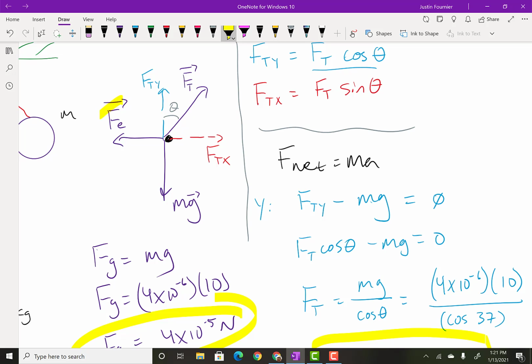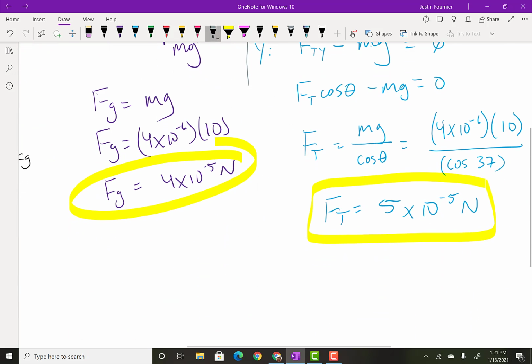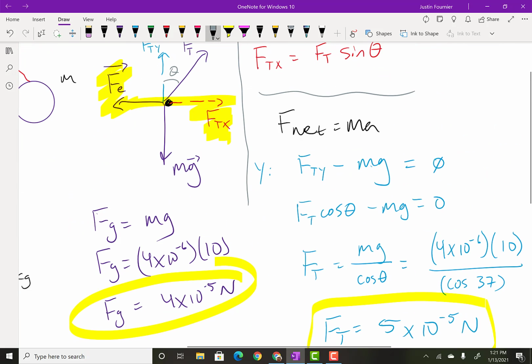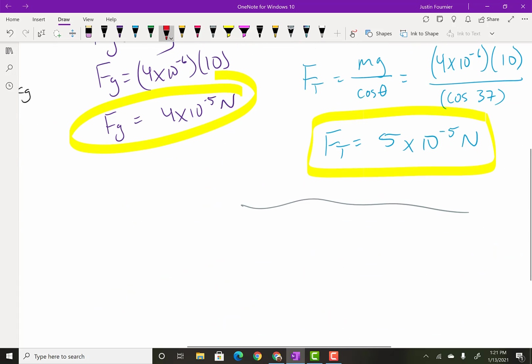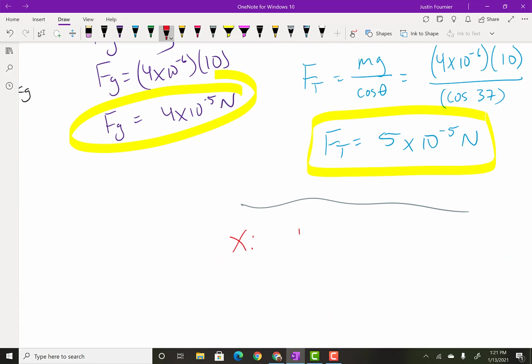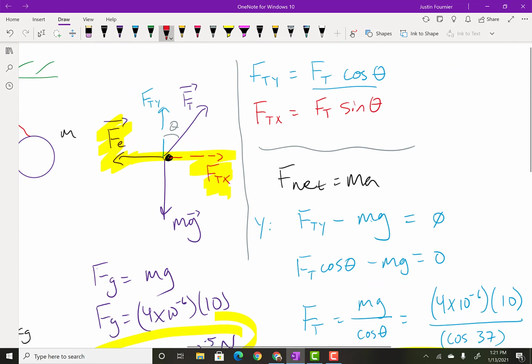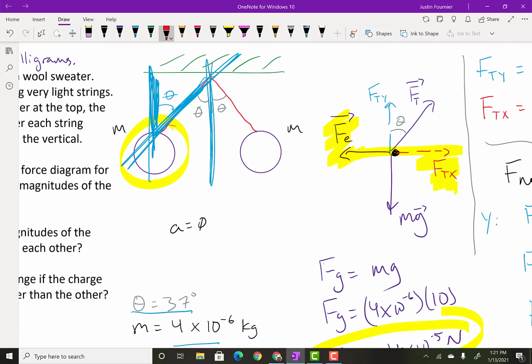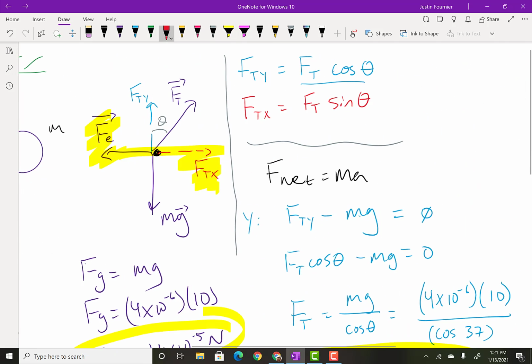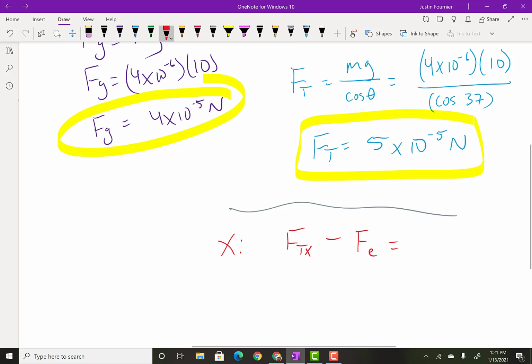So here I can use that the electric force is going against the x component of the tension force. So I'm going to keep going with my Newton's second law, but do it now in the horizontal direction. I got the tension force in the x direction pointing to the right, minus the electric force pointing to the left. And again, my acceleration is going to be 0. This is at rest. There's no acceleration.